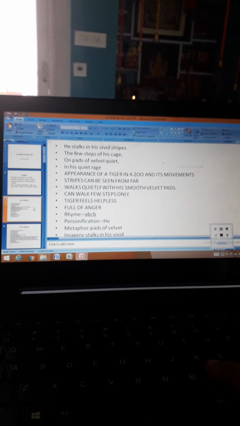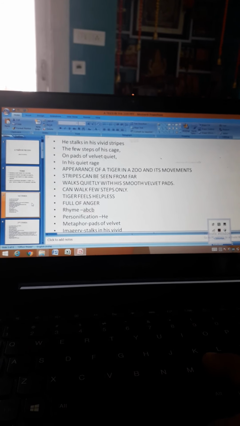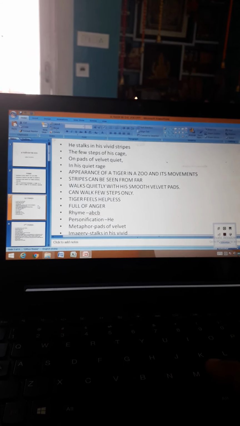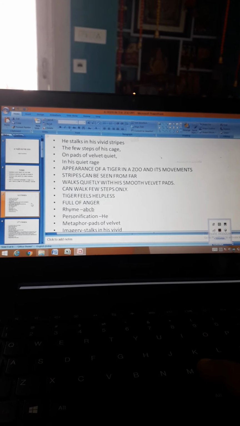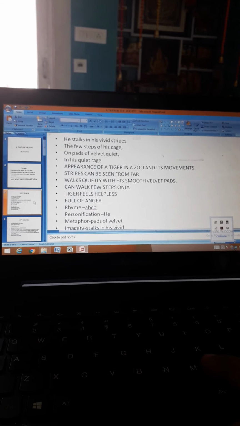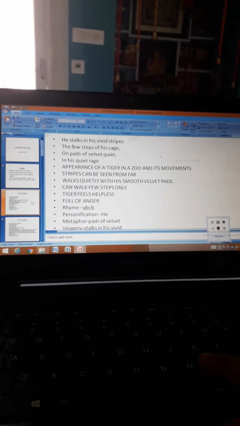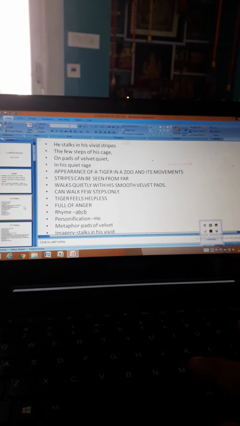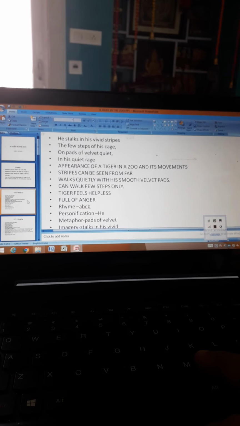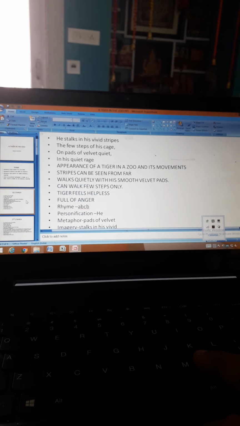See, if we look at the situation now, how we have disturbed the environment, the animals are coming to the towns because their natural habitat has been destroyed. Now let's begin with the first stanza.